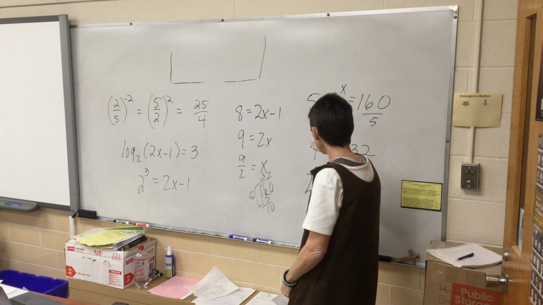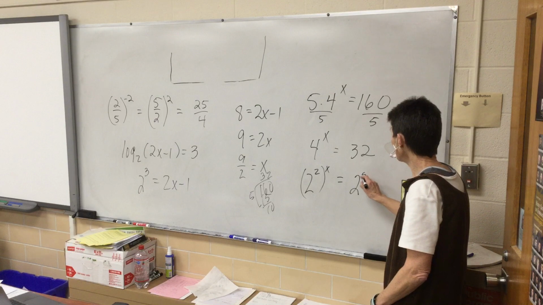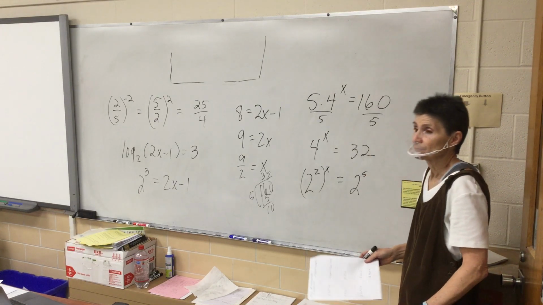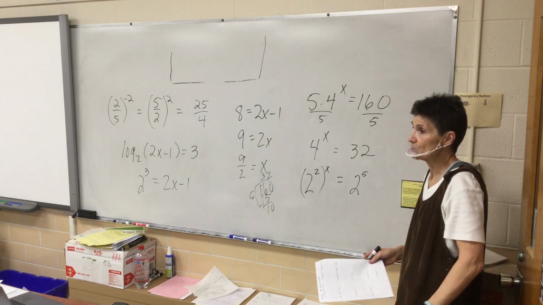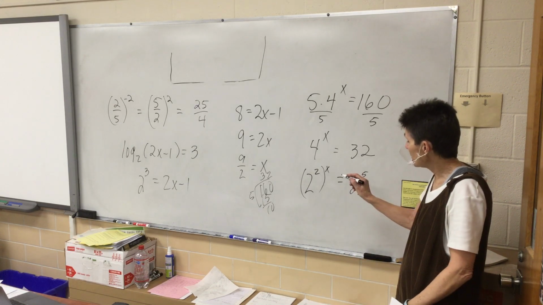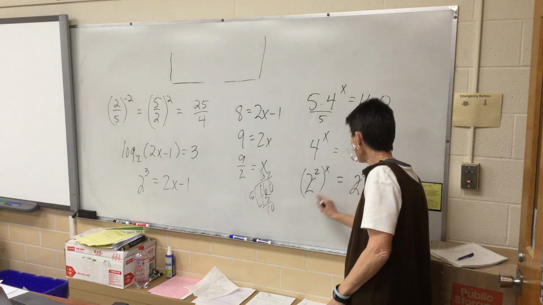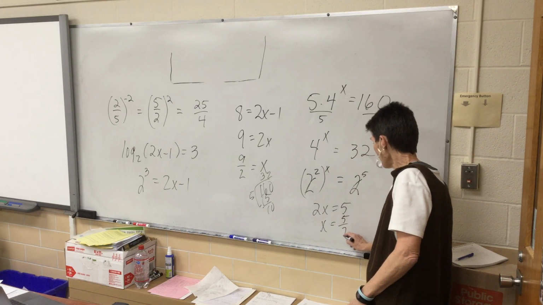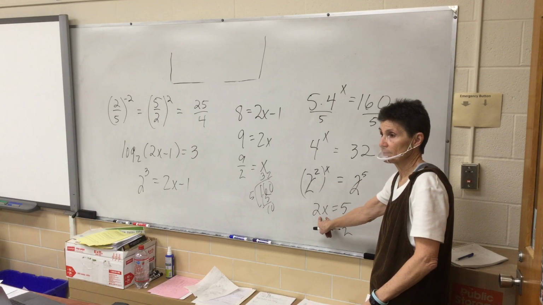So 2 squared is 4, and 2 to the 5th is 32. 2 times 2 times 2 times 2 times 2 makes 32. As soon as I have made them both 2s, then I can set the exponents equal. So x equals 5/2. Remember, anytime you have a double exponent, it's a multiply.